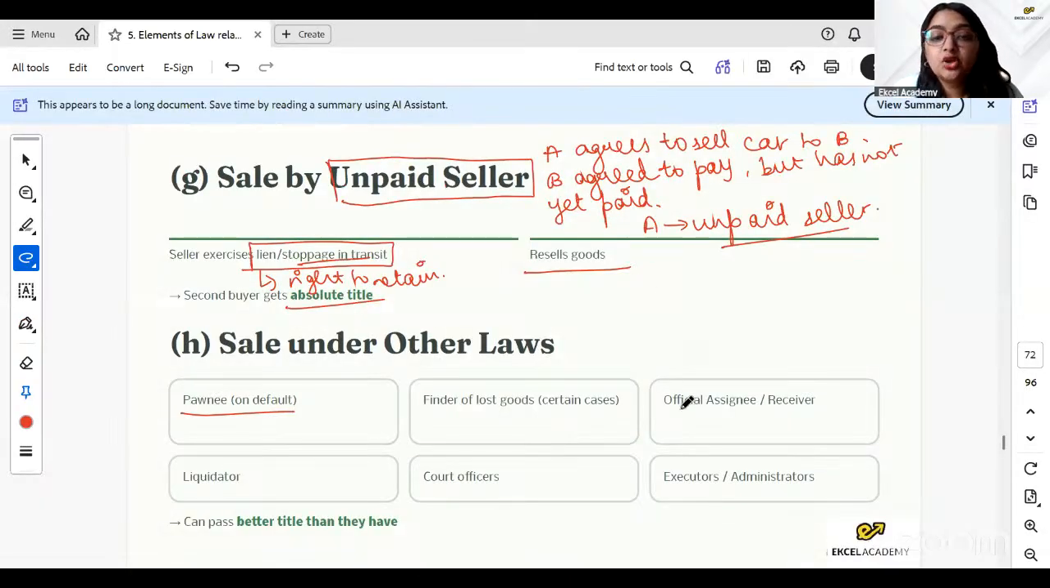Next is the official assignee or receiver. This is a person who is appointed on behalf of someone. Even though they might not own the goods, they will have a right to sell the goods of the person on whose behalf they are appointed. A liquidator is someone who is appointed at the time of liquidation. So what happens at the time of liquidation?